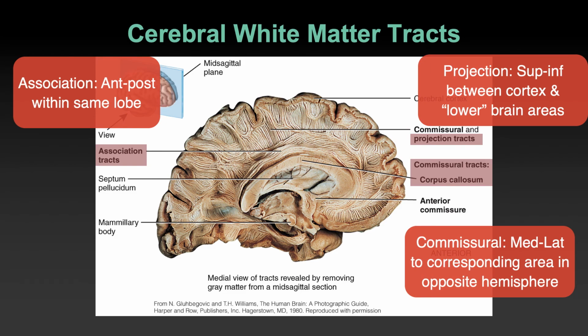We have anterior, posterior, we have medial, we have lateral. The last axis is superficial and inferior. The projection tracts will relay signals from the higher order areas of the brain, the cortex, to the lower order areas of the brain, the brainstem, the diencephalon, cerebellum. Projection tracts, superior to inferior, taking the information that's been processed to the tissues where it needs to go.